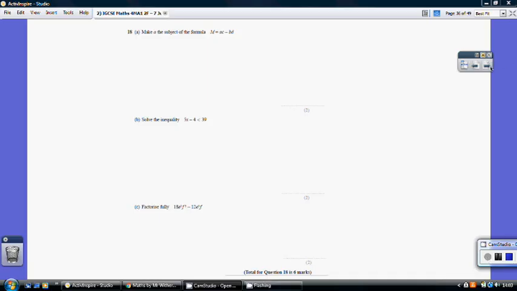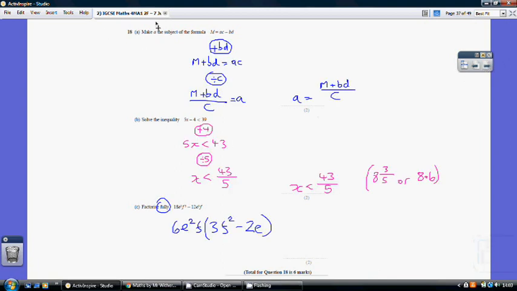Question 18. For part A, make A the subject. So we've got to move from having M equaling something to finish with A equaling something. To do this, we really have to undo everything just to end up with A on its own. So we start off by unpacking this term further away from A. Leave that C alone for now, we'll come back to that. Just unpack this taking away of BD.